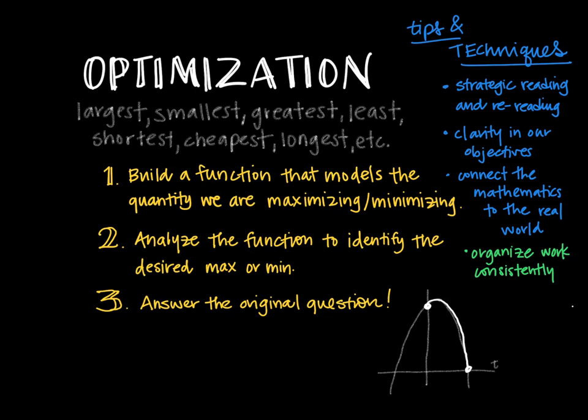Let's start looking at how to use this framework to work through optimization problems, using our strategic reading and rereading, our clarity and our objectives, and connecting the mathematics to the real world with organized work that is the same format every single time. What I'll be looking at is worksheet 27 here. This is the optimization worksheet from the first day of class where we reviewed optimization, and it has a lot of good questions on it. So let's apply this framework to those problems.